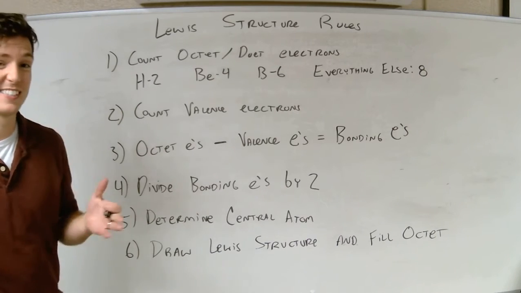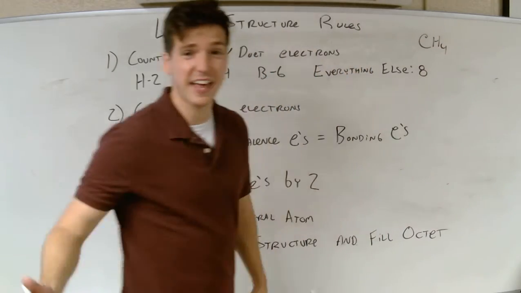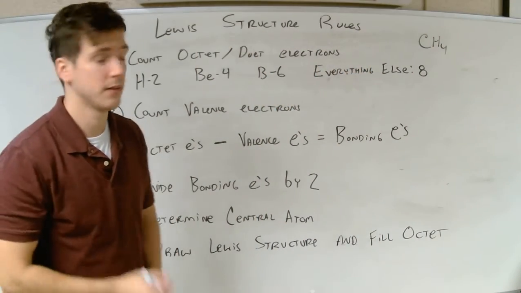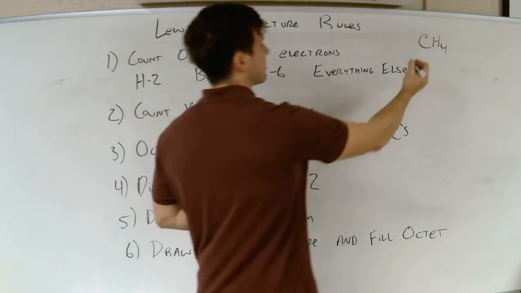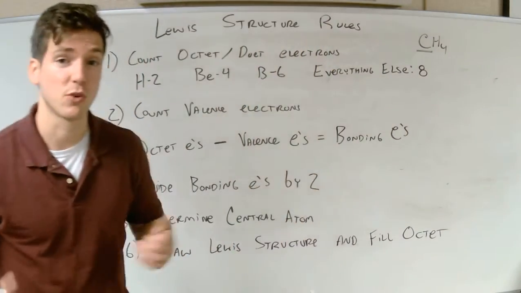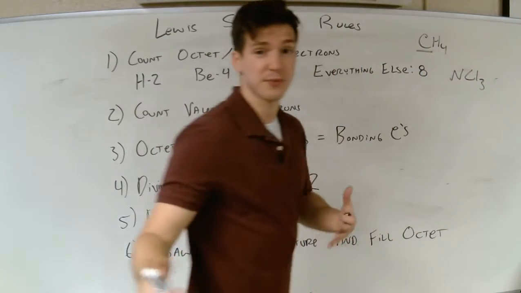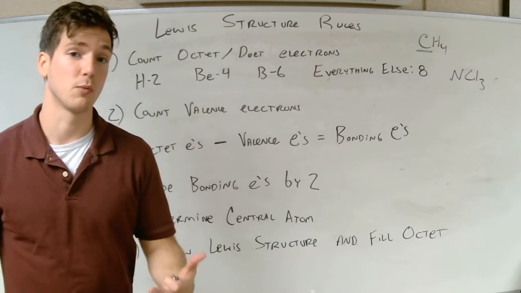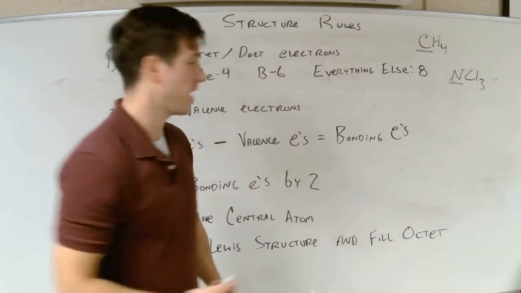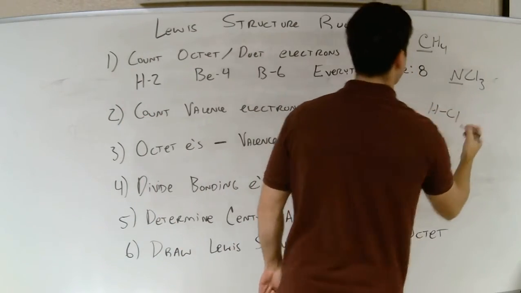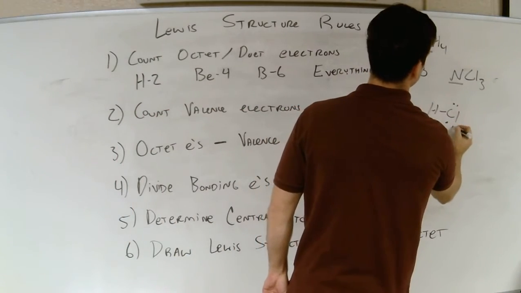Step 5, we have to determine the central atom of our Lewis structure. The central atom is usually the atom that you only have one of. So something like CH4, the thing that's by itself is usually your central atom. Carbon's by itself there, so it's the central atom. In NCl3, the central atom is the one that's by itself, which is nitrogen. HCl, there is no central atom. It's just 2 atoms, so there is no central atom.